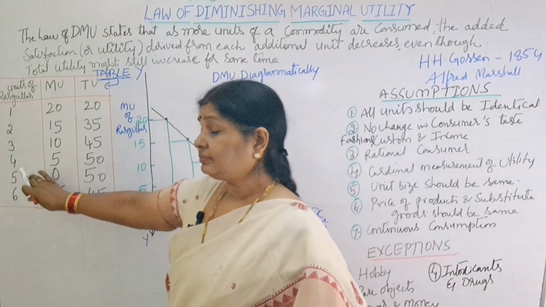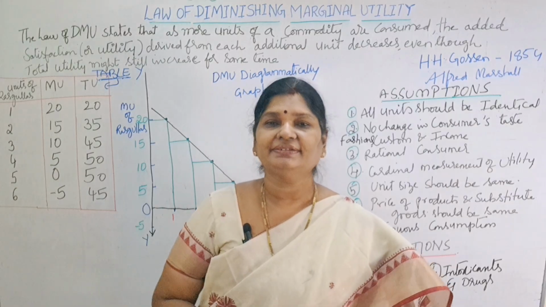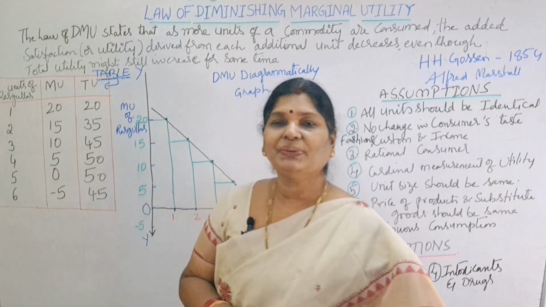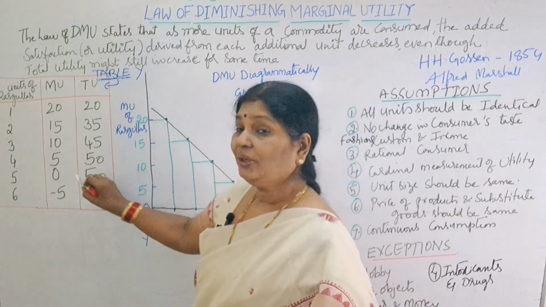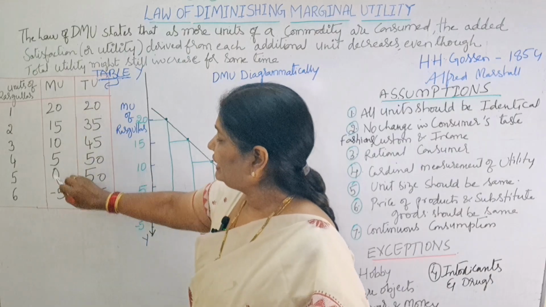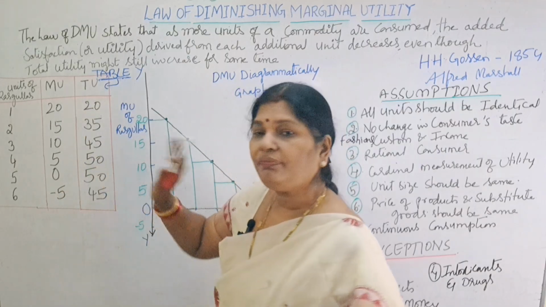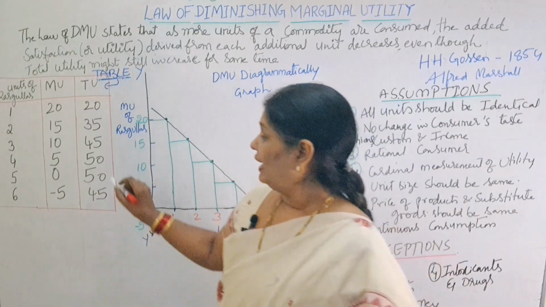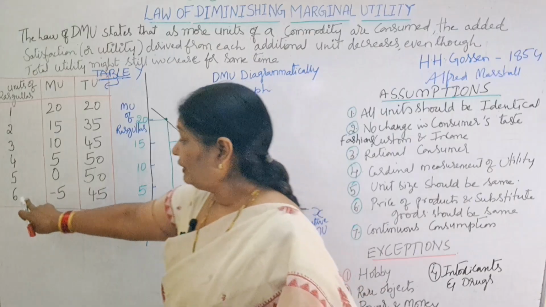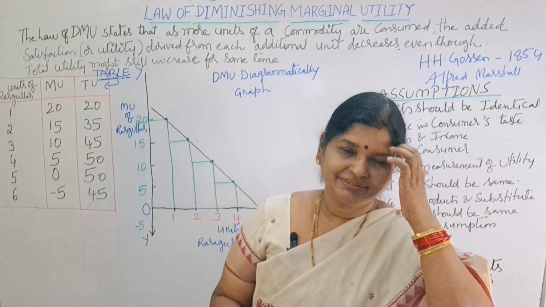Next, when you have consumed the fifth rasgulla, no satisfaction. So, it is 0. This is called the point of satiety, right? So when your marginal utility is 0, what is your total utility? 50 plus 0 is equal to 50 only. So here your total utility is constant, right? Next, when you have consumed the sixth rasgulla, then what happened?